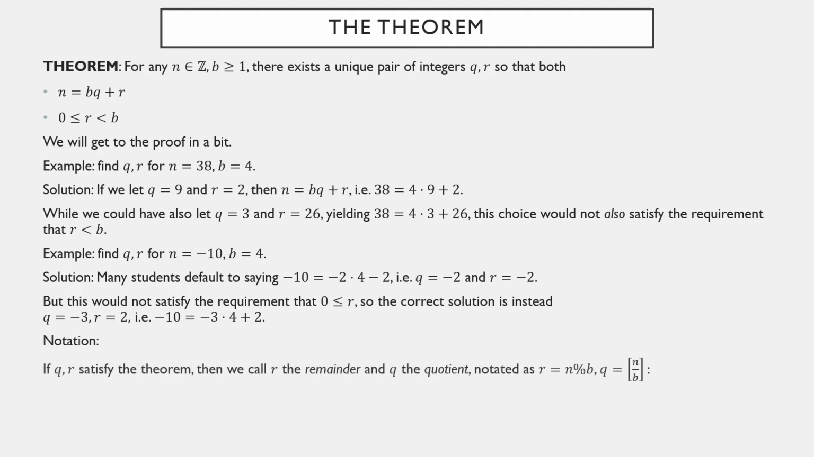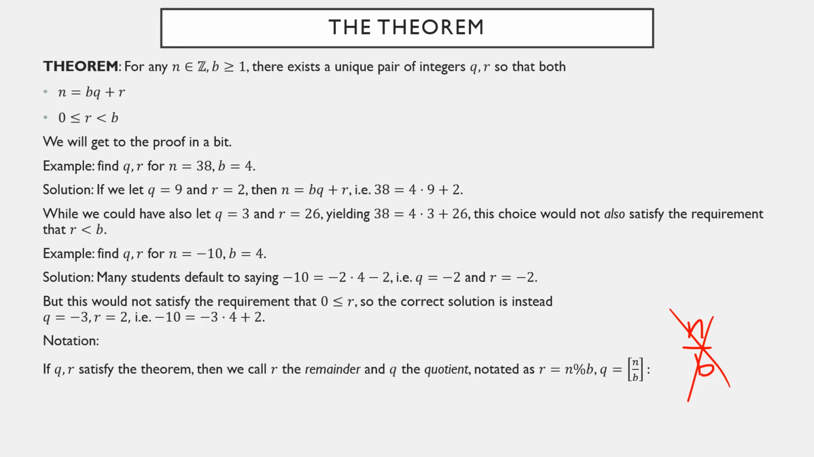In terms of notation, if q and r satisfy both of the above, r is called the remainder, q is the quotient, and the notation is that n percent sign b is the remainder. So n percent sign b is the remainder when n is, quote, divided by b. And then n over b in these square brackets is q. Notice I'm not actually writing anything that looks like this. We are not writing that.